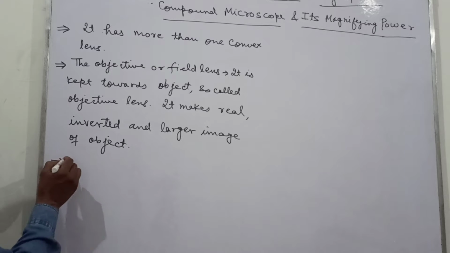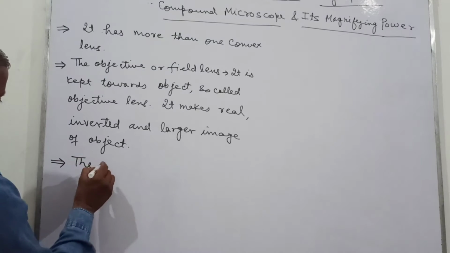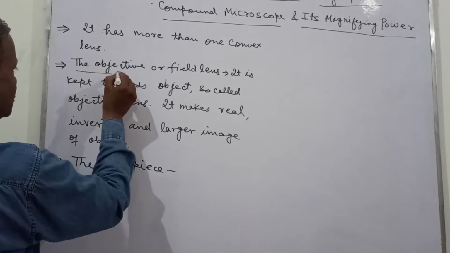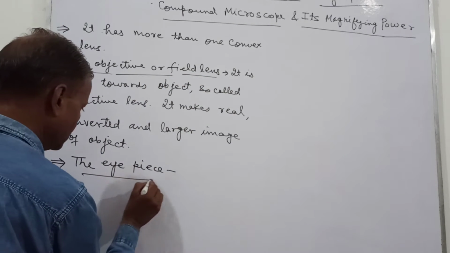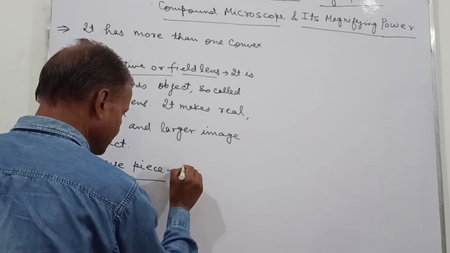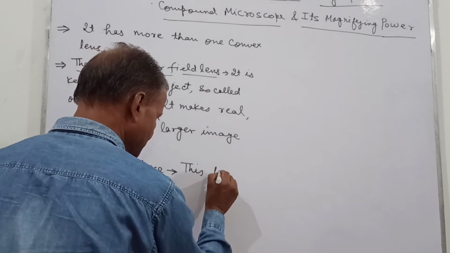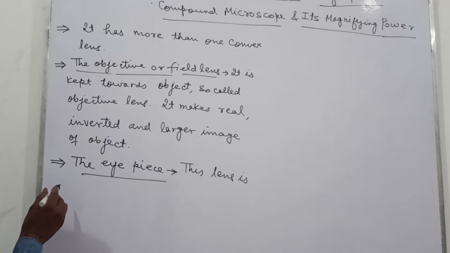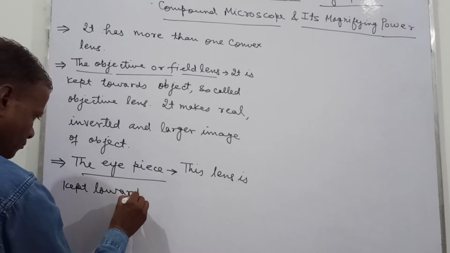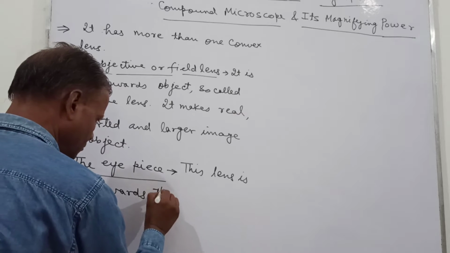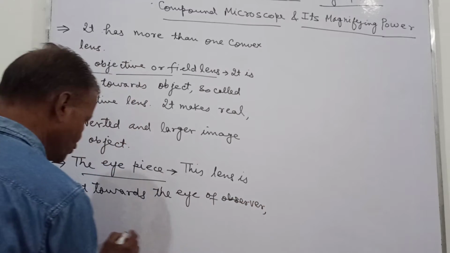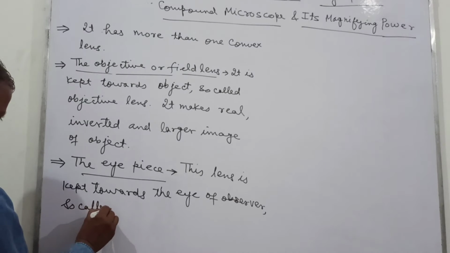Now the second is the eyepiece. This lens is kept towards the eye of the observer, so it is called the eyepiece.